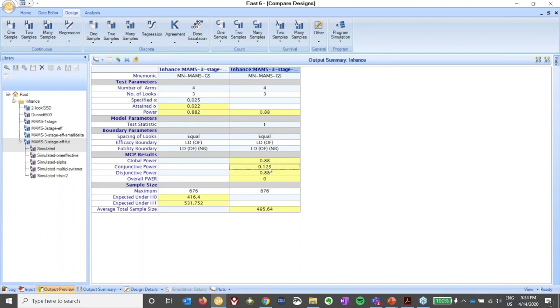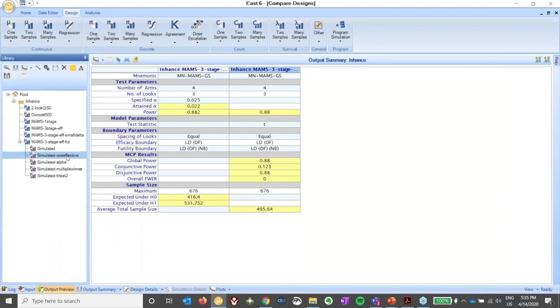So this is if you're interested in demonstrating significance on all of the treatment groups that are truly effective, or the disjunctive power, which is if you're interested in demonstrating significance on at least one treatment that is truly effective. Along with that, we also have the family-wise error rate, which is the chance of incorrectly demonstrating statistical significance in at least one treatment group which is truly effective.